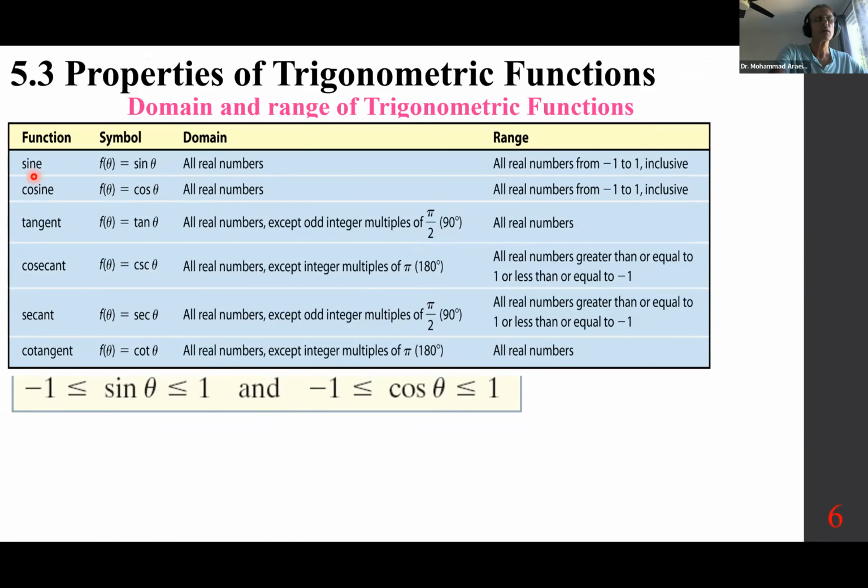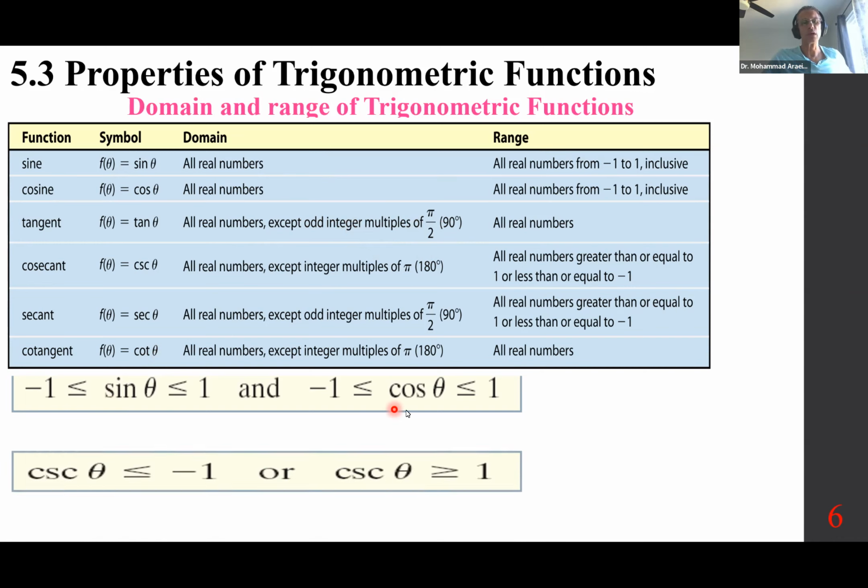So when the function is sine theta, or f of theta equals sine theta, the domain is all real numbers. The range goes from -1 to 1. Cosine works the same way. Tangent is all real numbers, and the domain has this exception that it can't be odd integer multiples of pi over 2. Now, they become easier to follow when we look at their graphs in the next section. So for now, the range for sine and cosine is -1 to 1.